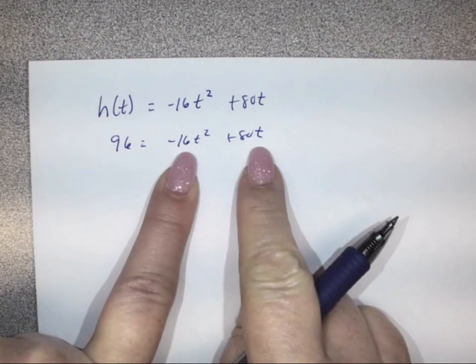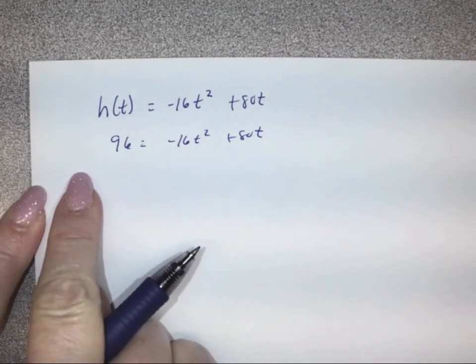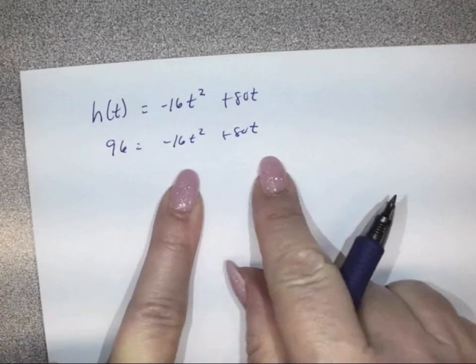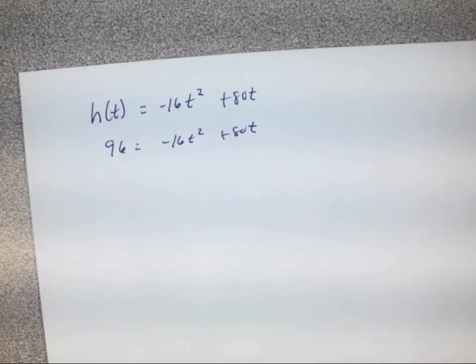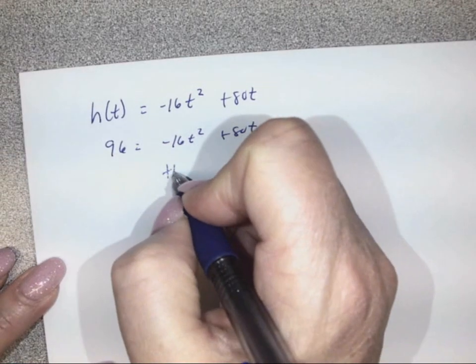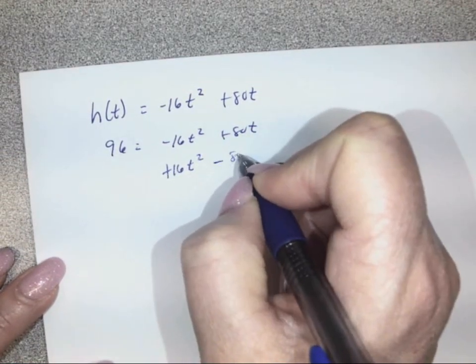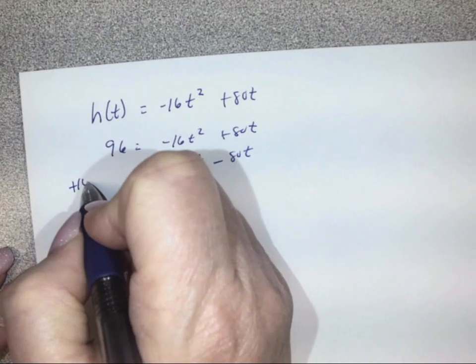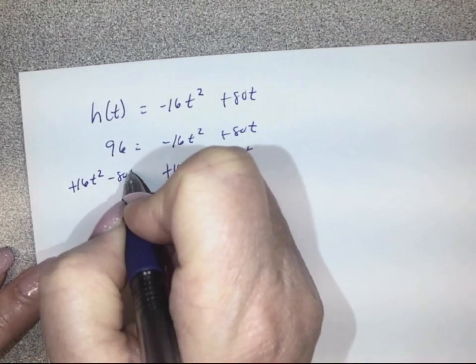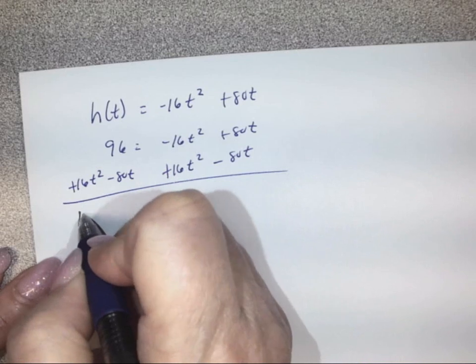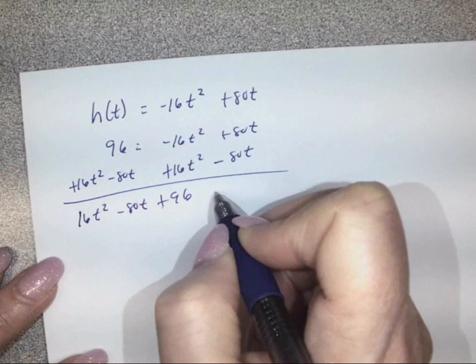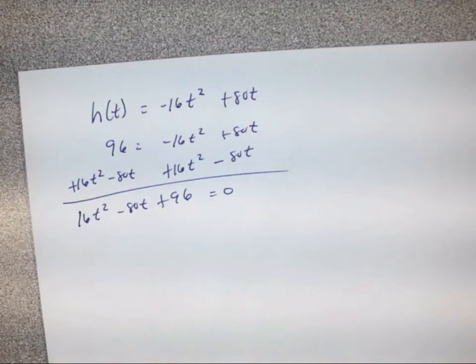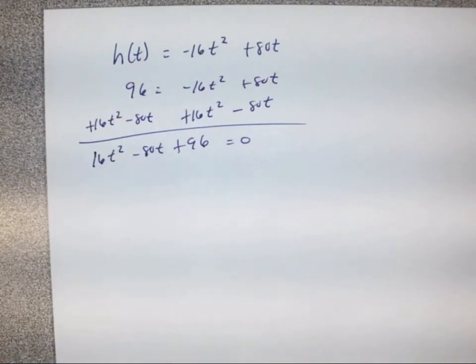So I need to figure out where I'm going to put things. Am I going to move these to this side or that to that side? I always want a positive number for my t, so I'm going to go ahead and move everybody over to this side. So I'm going to add the 16t squared and subtract the 80t from both sides. So now I have 16t squared minus 80t plus 96 is equal to 0. Because in order to solve it, I still have to get to 0. But that 96 is the height that we're at.